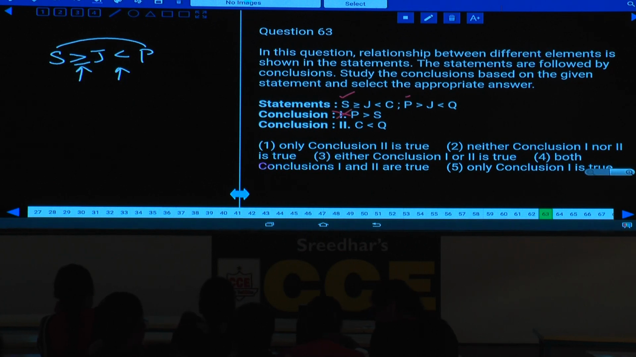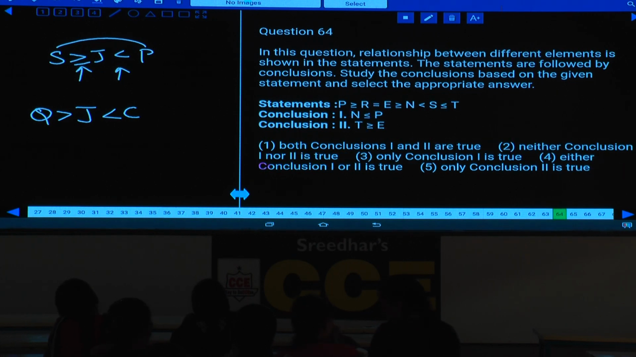Then coming to the second conclusion, C and Q. Again, J is the letter which is common, J lesser than C, and J lesser than Q, which implies that Q greater than J. Q greater than J, J lesser than C. Again, there are 2 opposite symbols between these two. Hence, neither 1 nor 2, that is choice 2. Question number 63, choice 2.